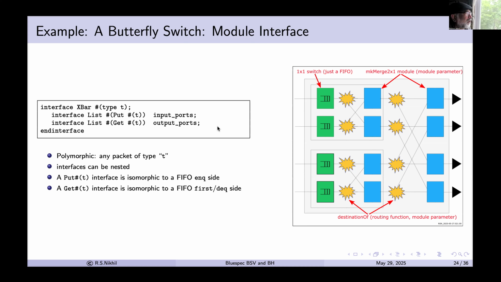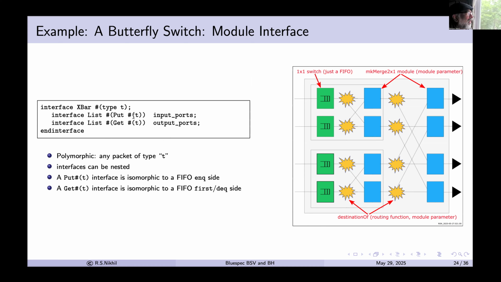And that's basically shown over here on the left for the interface of the crossbar. And I'm parameterizing it by T. So I'm not committing to what the type of the packet is that is actually flowing through the switch, because the general principles are the same no matter what the type of the packet is.